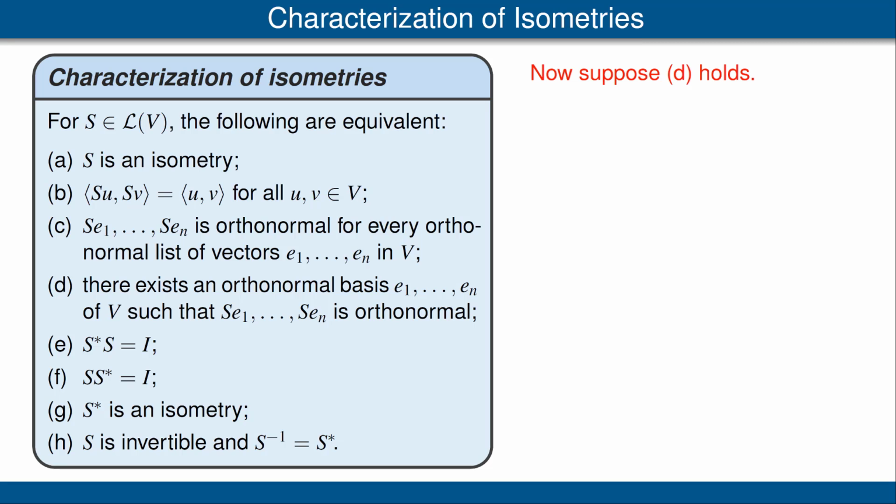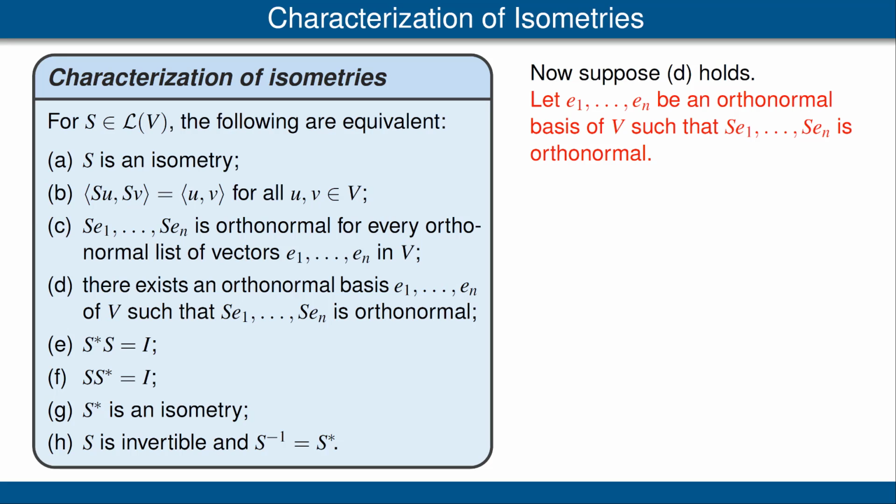So now suppose that D holds, and by D we have an orthonormal basis E1 up to En, such that S of E1 up to S of En is also orthonormal. Let's look at the inner product of S star S Ej with Ek as shown on the left. We can flip the S star to the other side, getting the right-hand side of the equation that's displayed now. Now this is equal to the inner product of Ej with Ek because both sequences, E1 up through En and S of E1 up through S of En, are orthonormal.